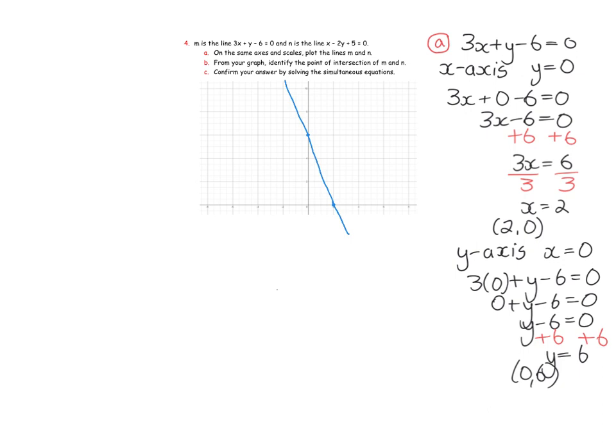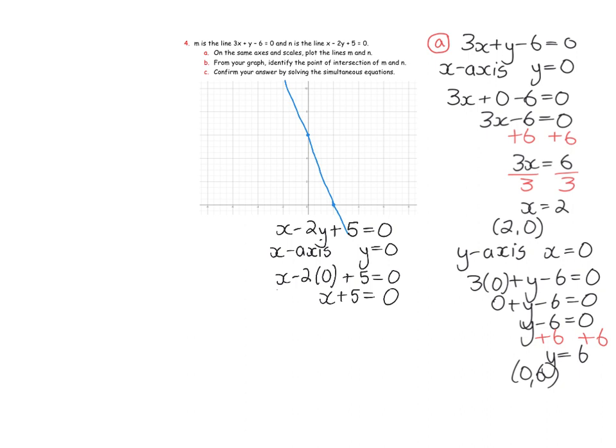Finally then, what we're going to be doing is we get the other line, and the other line is x - 2y + 5 = 0. We first of all need to figure out where it crosses the x-axis. When it crosses the x-axis, y is equal to 0. What we'll be left with then is x - 2 times 0 + 5 = 0. We'll be left with x + 5 = 0. And then we can subtract 5 from both sides. We'll be left with x = -5. The point then we have here is (-5, 0).